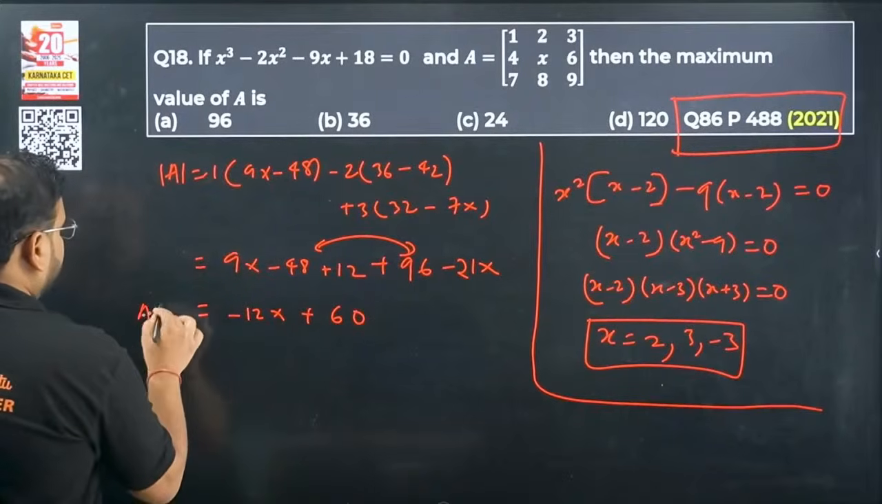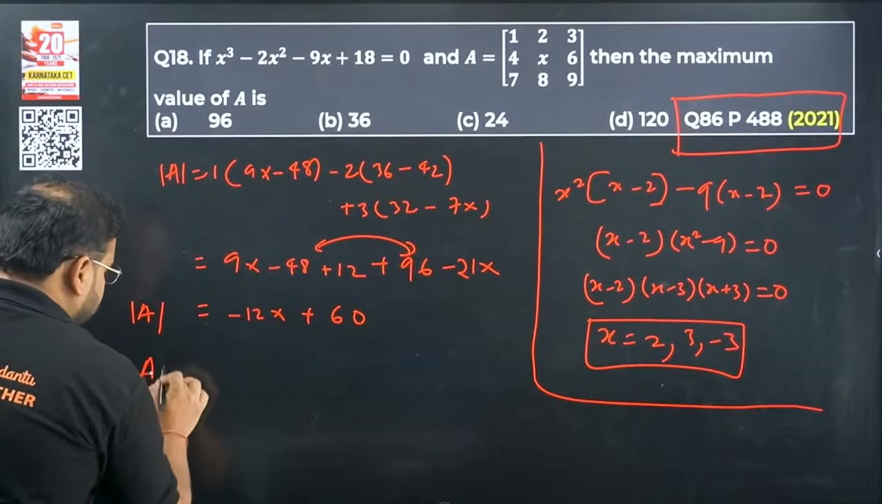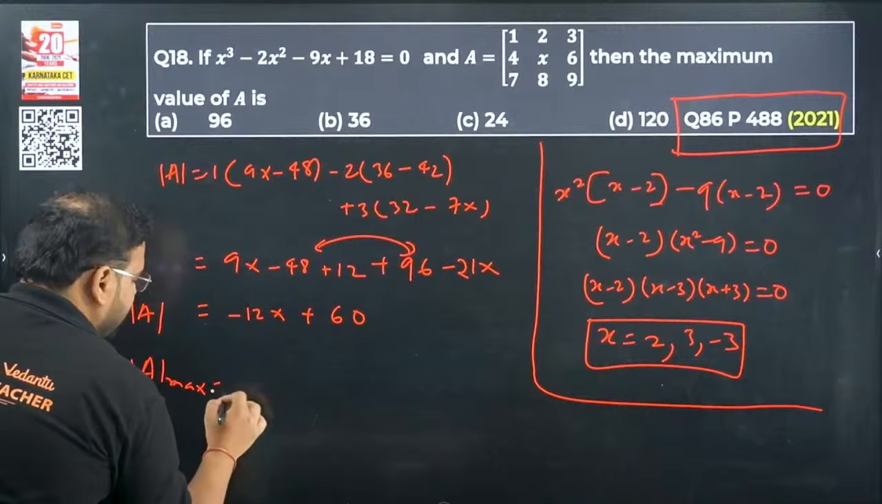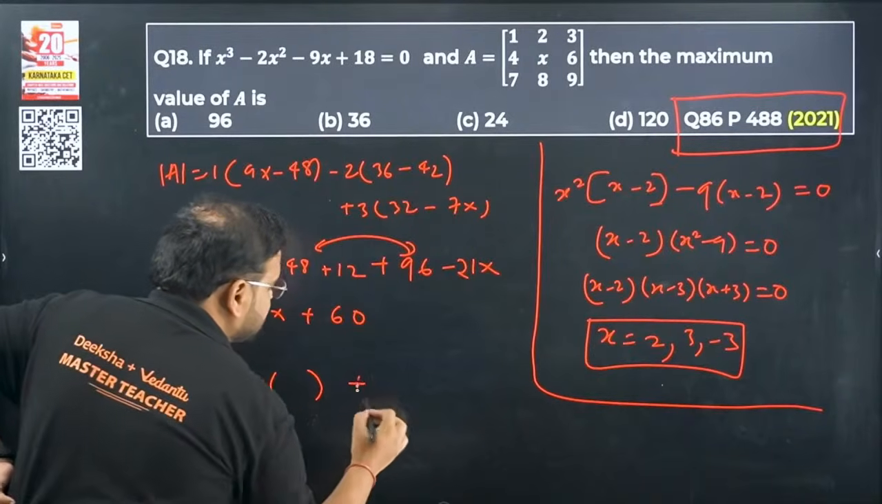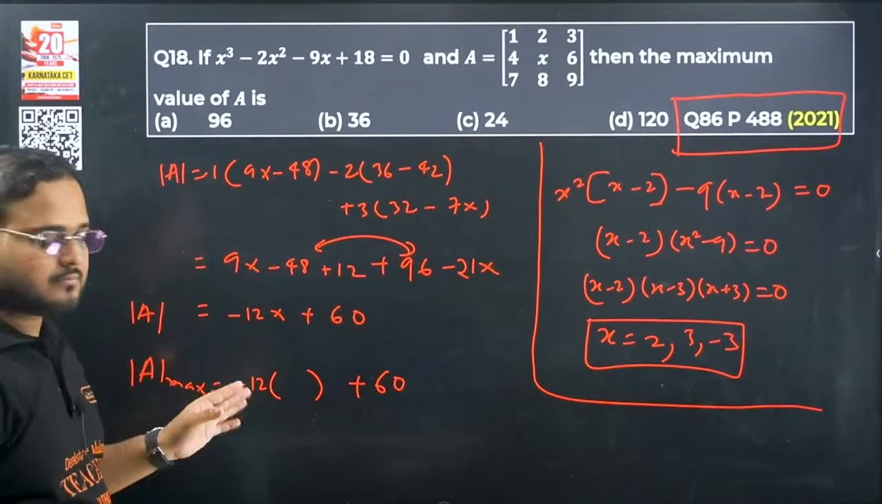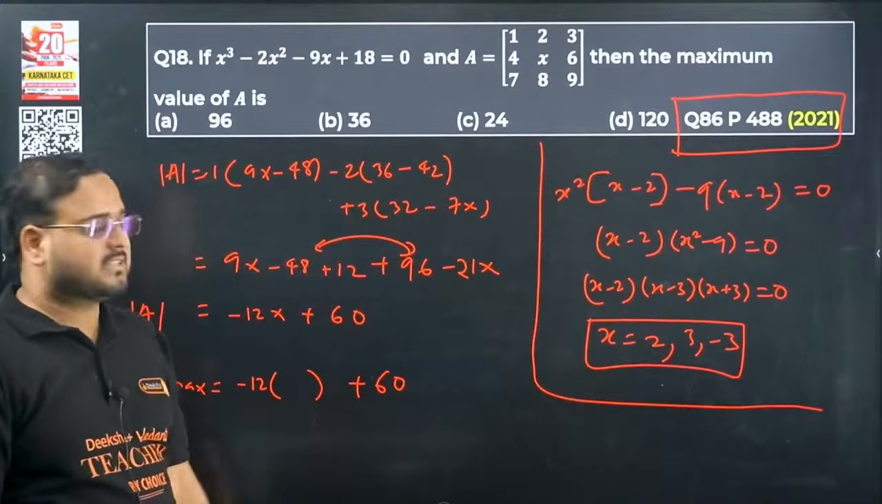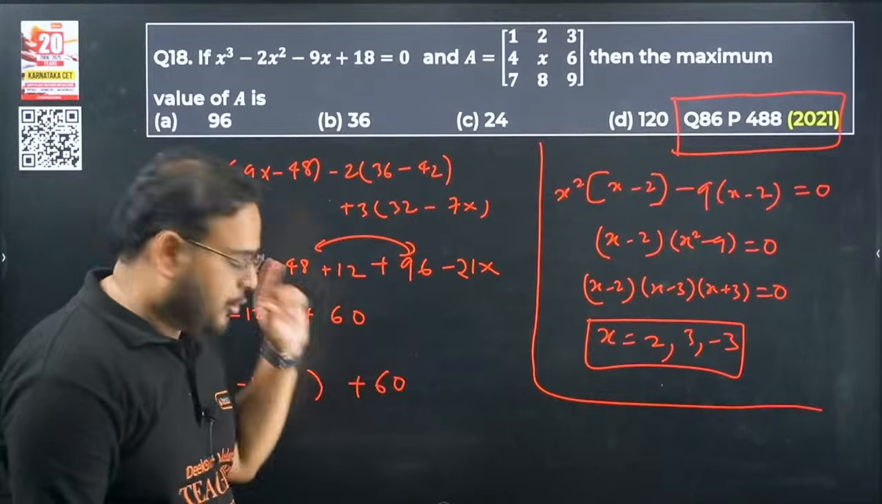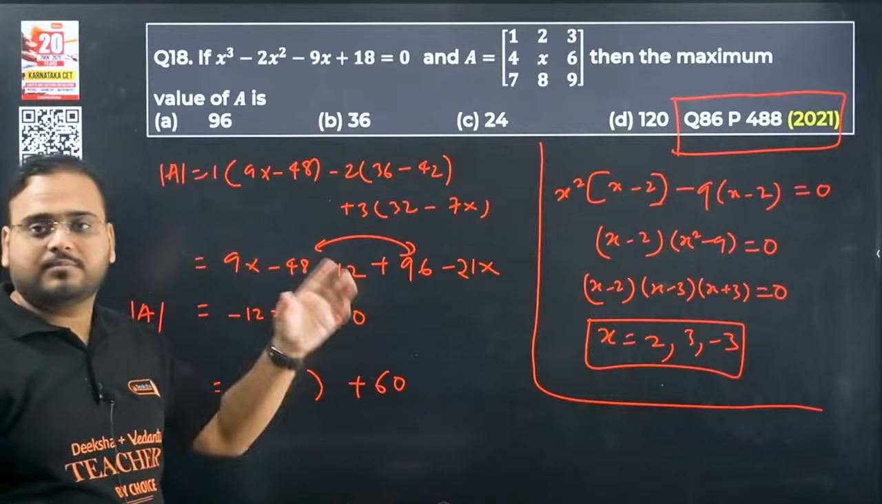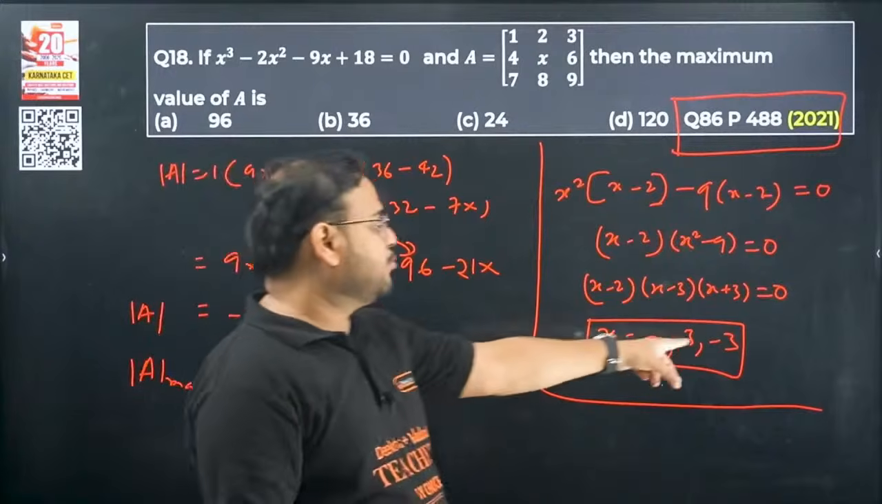Check here, this is the determinant of A. I'm looking to maximize it. Minus 12 times x plus 60. You can do the calculation, you'll get this as 60 only. Do not worry. The x values are 2, 3 and minus 3.